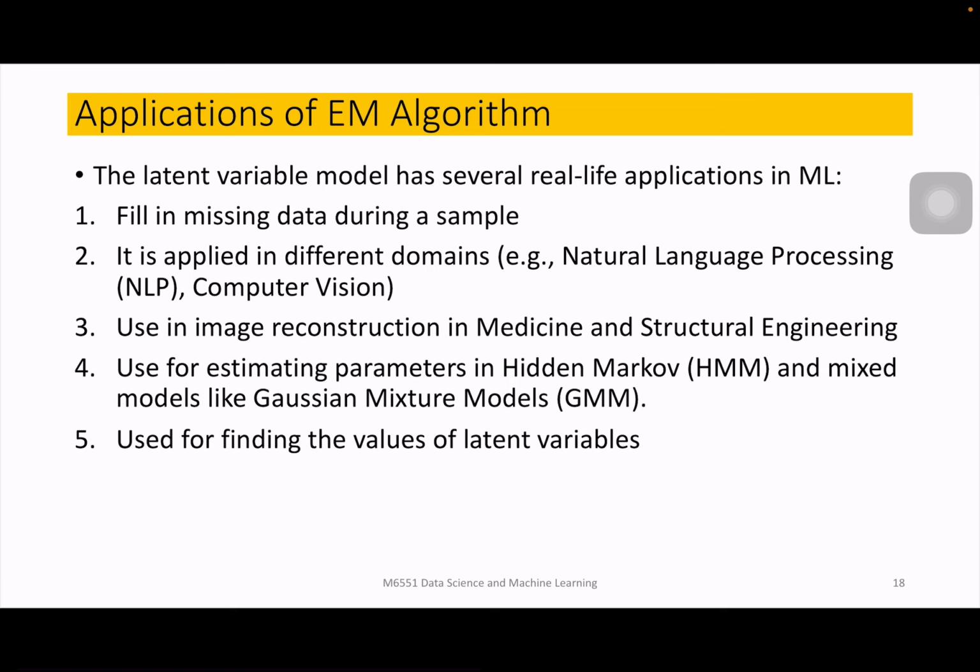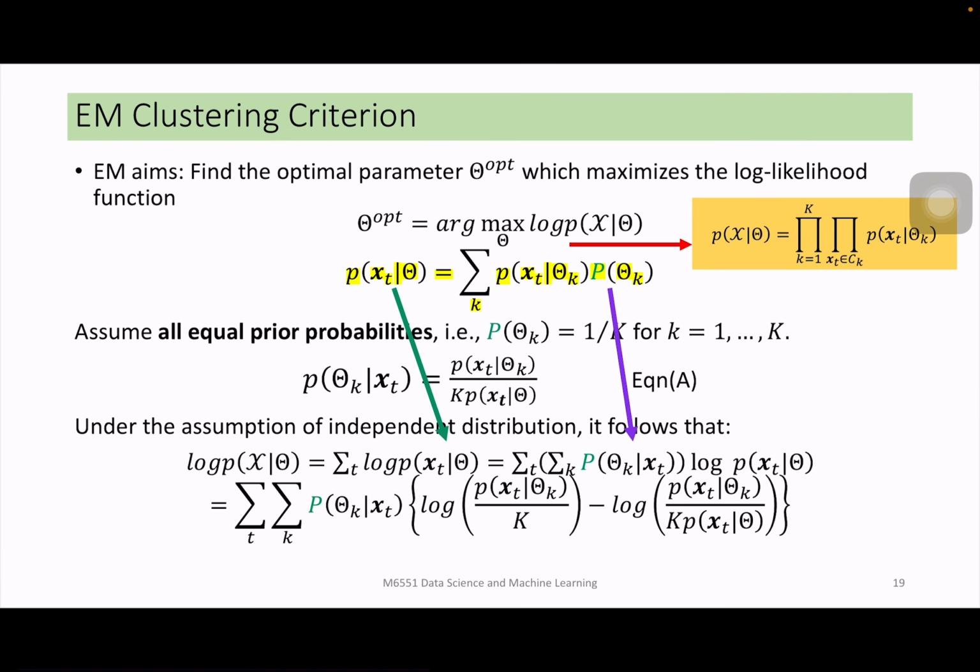Applications of the EM expectation and maximization algorithm: the latent variable model has served real-life applications in machine learning. It is used for filling in missing data in a sample, and applies in different domains like NLP, natural language processing, and computer vision. It is used in image reconstruction in medical and structural engineering, and to estimate parameters of hidden Markov models, HMM, and mixture models like the Gaussian mixture model, GMM, for finding the values of latent variables.